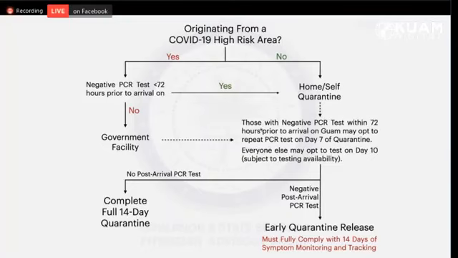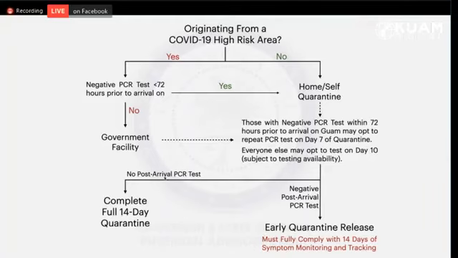Once you're in quarantine, those with a negative PCR test within 72 hours prior to arrival on Guam may opt to repeat the PCR test on day 7 of quarantine. Everyone else may opt to test on day 10. Again, this is an optional test to see if you may be eligible for an early release. If you do have that test and it ends up being negative, then you have the early quarantine release, but you still must fully comply with the 14-day symptom monitoring and tracking. So that is key. Just because you get out on day 7 doesn't mean you're done completely. You still have to comply with this program for the full 14 days minimum.